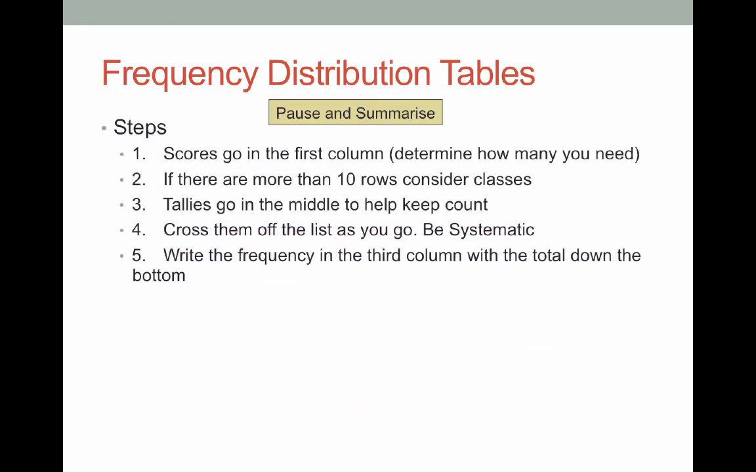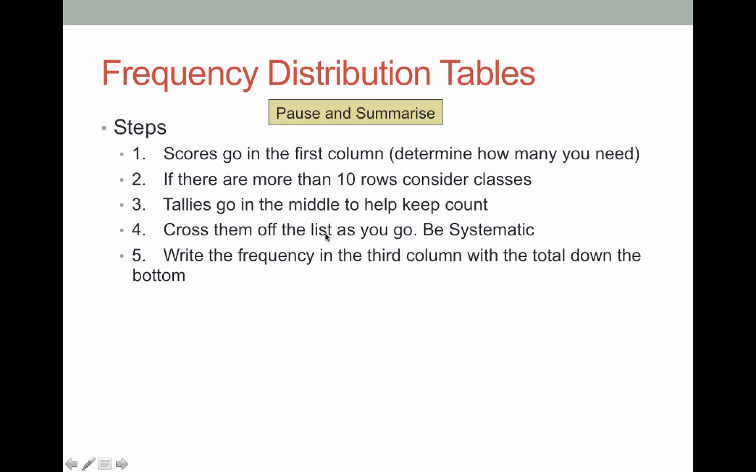Here's what I'd like you to do. Instead of drawing up that example of the frequency distribution table, I'd like you to write down these steps for me. The first one is the scores go in the first column. Determine how many rows you need. If there are more than 10 rows, consider using classes. Tallies go in the middle to help you keep count.